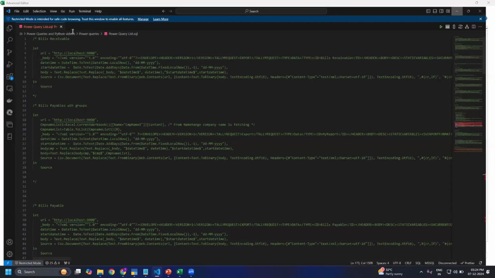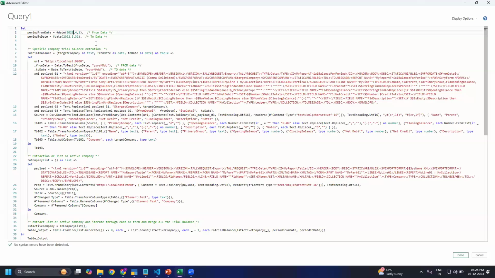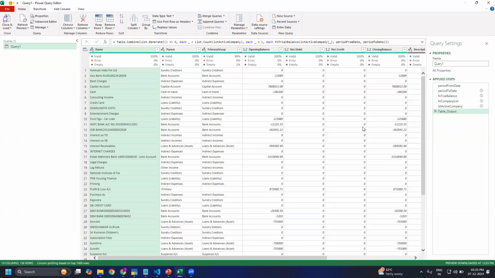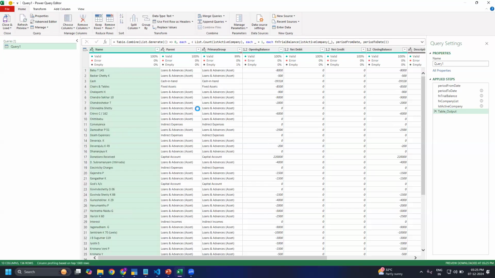So here we have to change the dates first. Okay, and now I will get these dates normally. When we click on this, it starts extracting whatever is in the Tally. It will load to Power Query by using these Power Queries. And I'm doing refresh once again. And I'll click on Close and Load To.